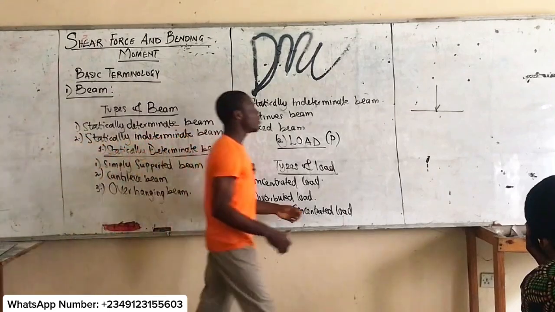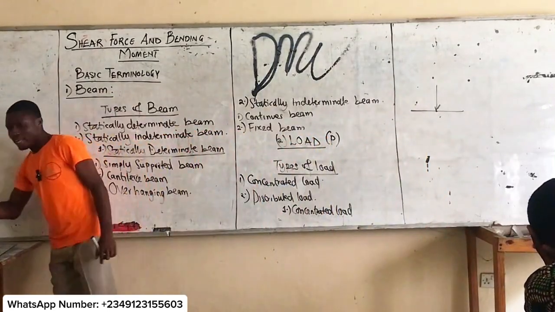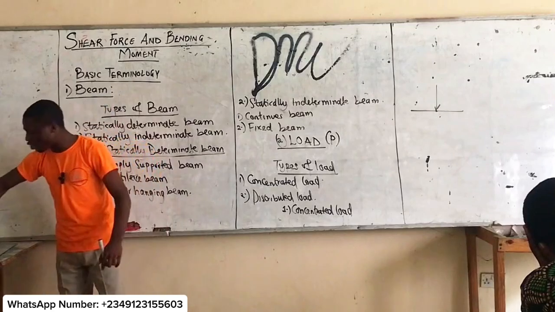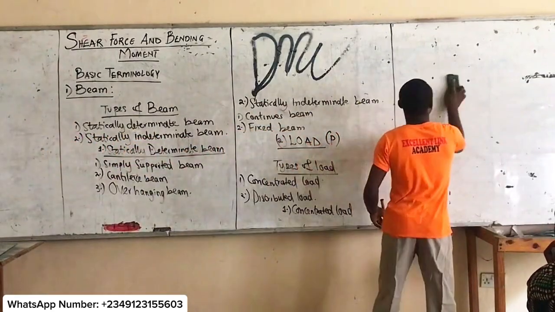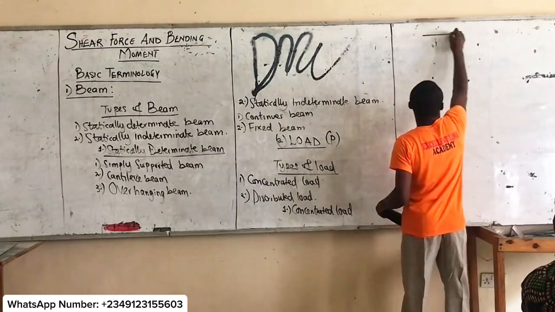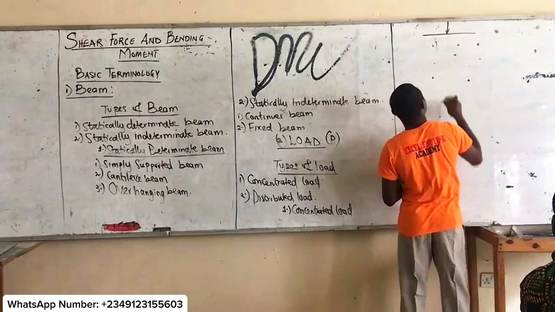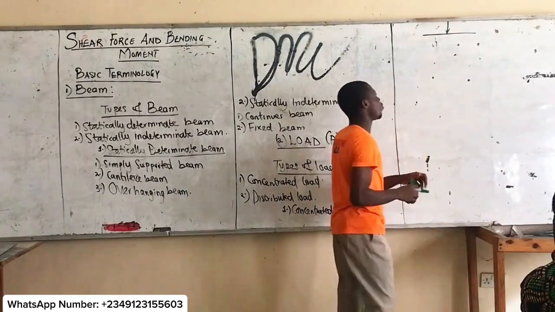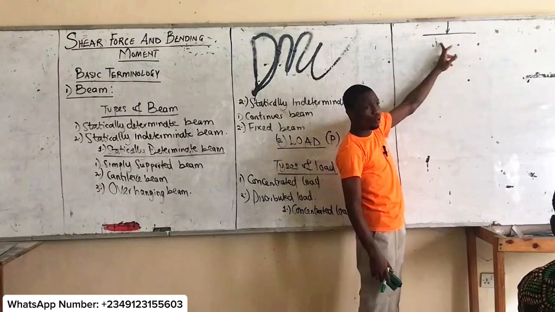A load that acts at a particular point is what? A point load. Draw the diagram please to illustrate point load. If I have a beam this way and I have a force, a load, 1, 2. So this is what we refer to as a point load. A load that acts at a particular point.